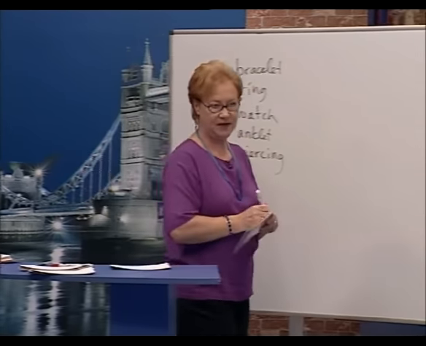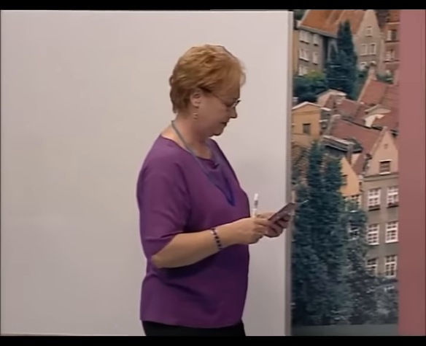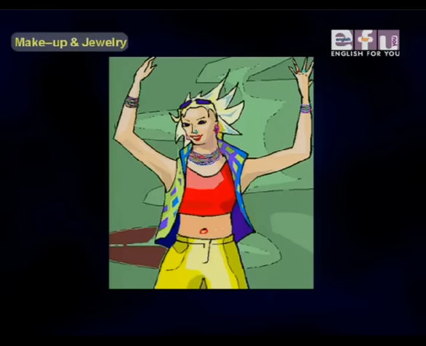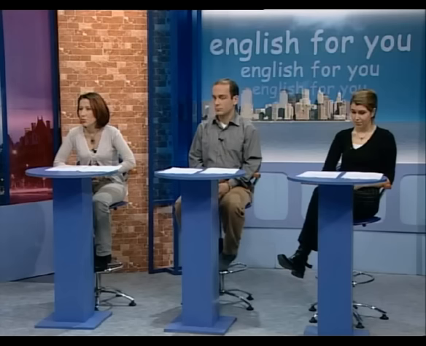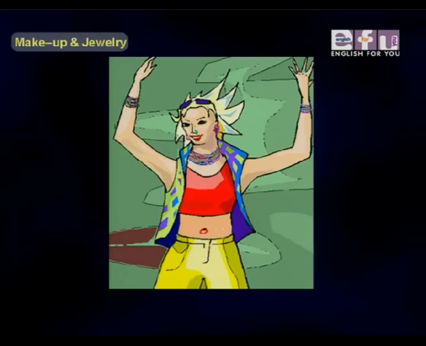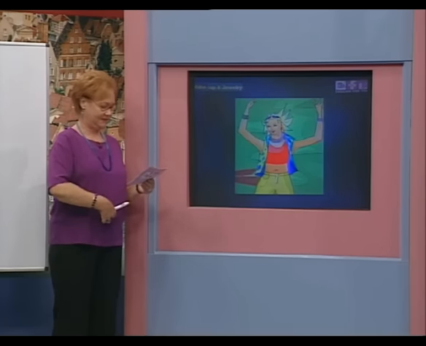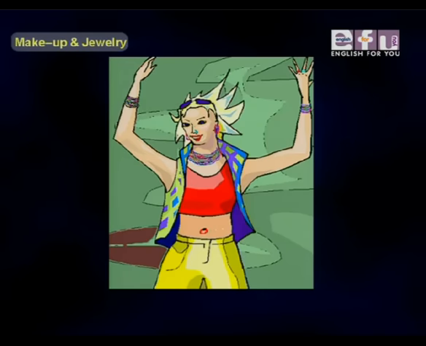Okay, now let's look at some photos again, and you tell me what they are wearing or what they are doing. So, Susan, let's start with you, and you tell us about this photo. She is young. She is wearing a short t-shirt. She has a piercing in her stomach. Yeah, Susan, that is called a belly button. She has a piercing in her belly button. She is wearing a lot of bracelets. She has a lot of rings on her fingers. Yes. And she has a chain.